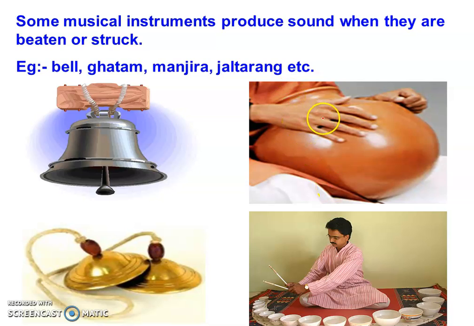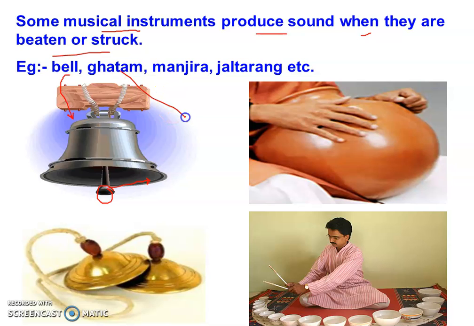Now there are some other musical instruments. Some musical instruments produce sound when they are beaten or struck. When we hit, beat or strike these instruments, we get sound. Bell. See, in the bell there is a hammer, a heavy hammer. When it hits the wall of the bell, we get sound. Since the body of the bell is vibrating, it produces the sound, right?